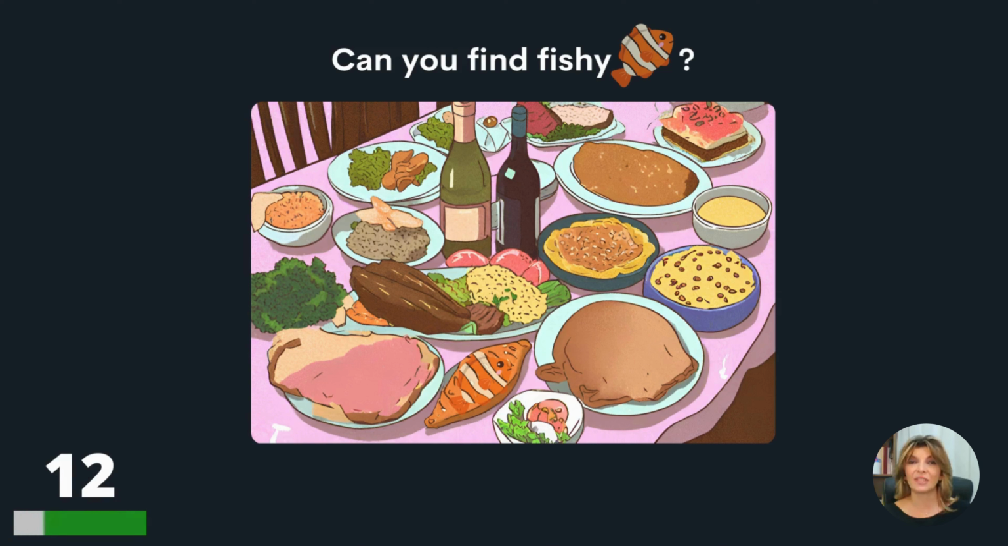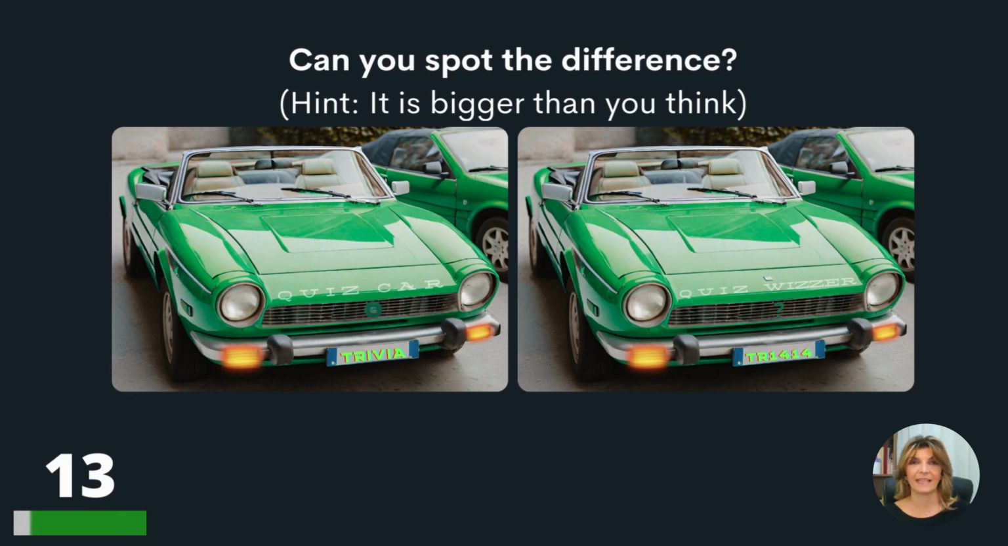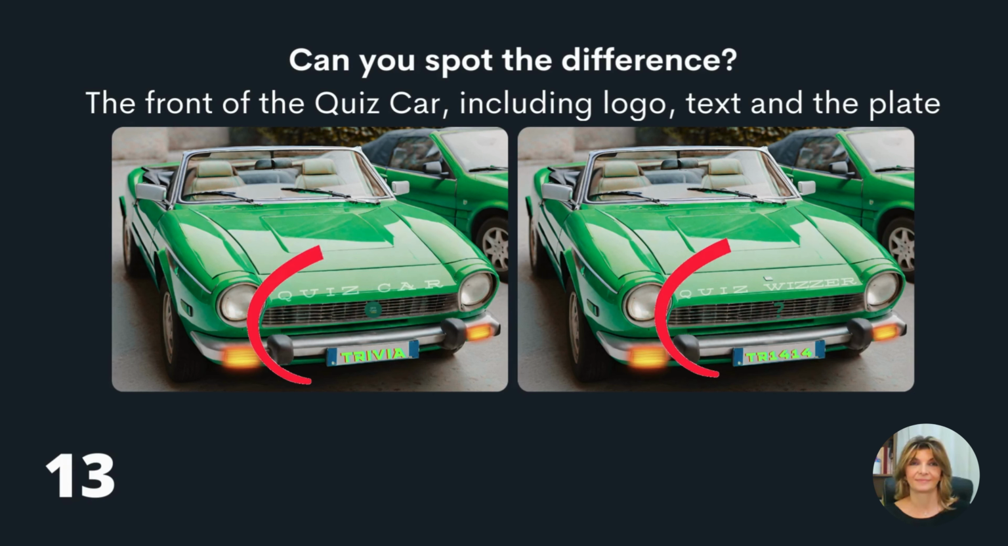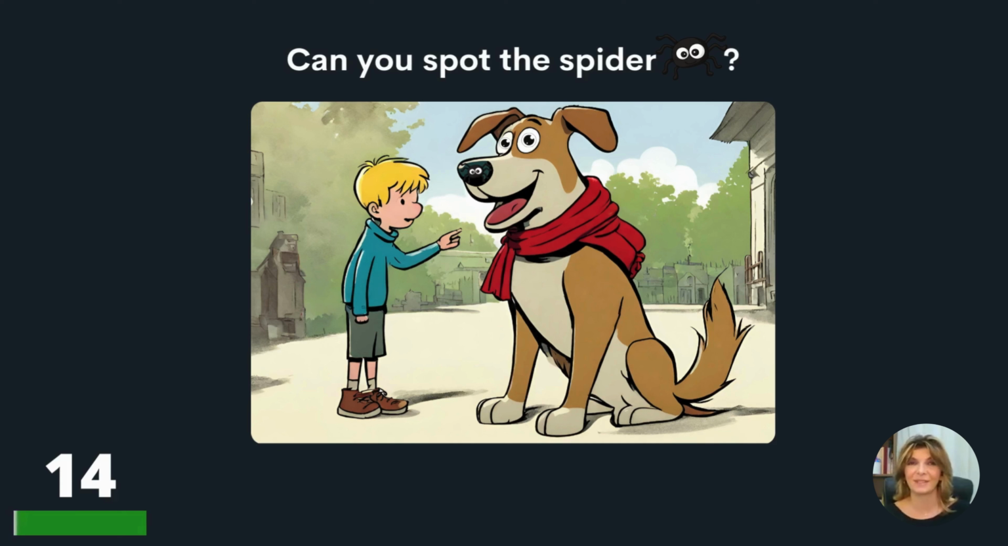Can you find the fishy fish? And right there it is. Can you spot the difference here? Hint, it is bigger than you think. In the front of the quiz class logo, the text, the plate, all of that is different.